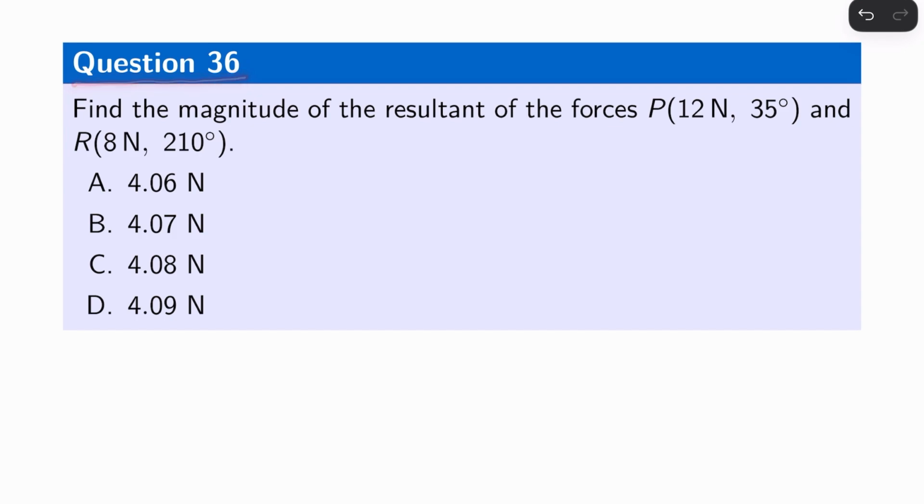Question number 36. Find the magnitude of the resultant of the forces P, which is 12 Newton at 35 degrees, and R, which is 8 Newton at 210 degrees. Solution. So here we have P giving us 12 newtons and 35 degrees, and R, which is giving us 8 newtons and 210 degrees. The first step is to resolve these forces into the coordinate axes, that's the x-axis and the y-axis, right? So now let's take the force P.